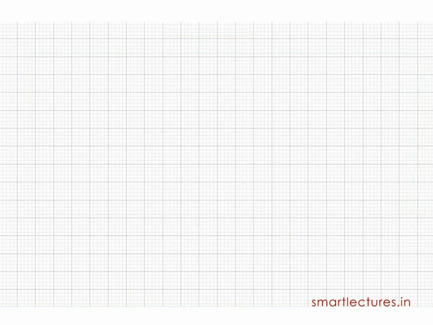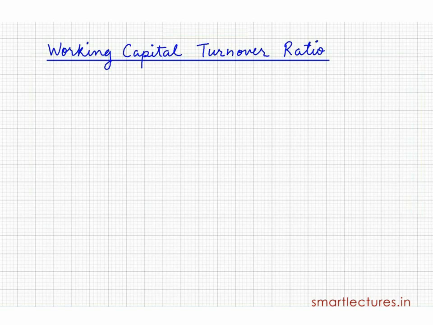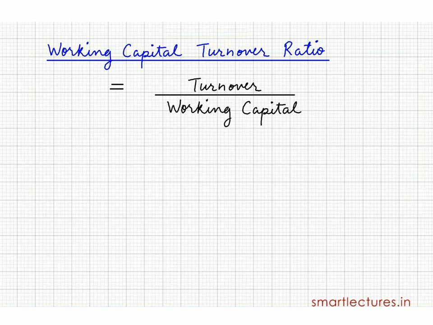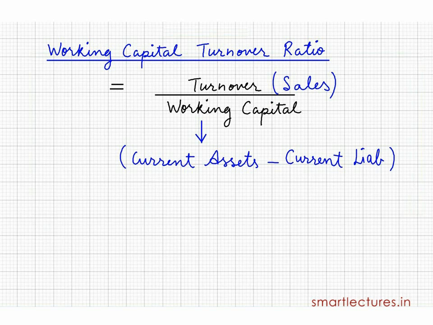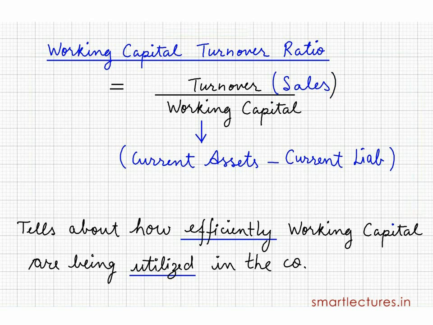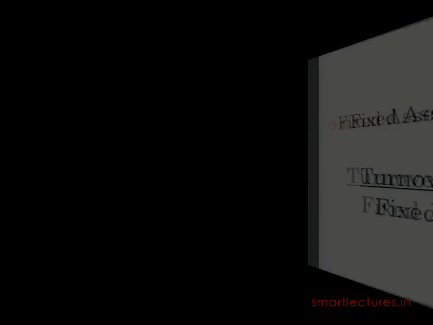If you are asked to calculate working capital turnover ratio, it means the formula will be turnover upon working capital. It establishes a relationship between working capital and turnover. Turnover means sales. Working capital means current assets minus current liabilities. So it tells you how efficiently working capital is being utilized in the business.